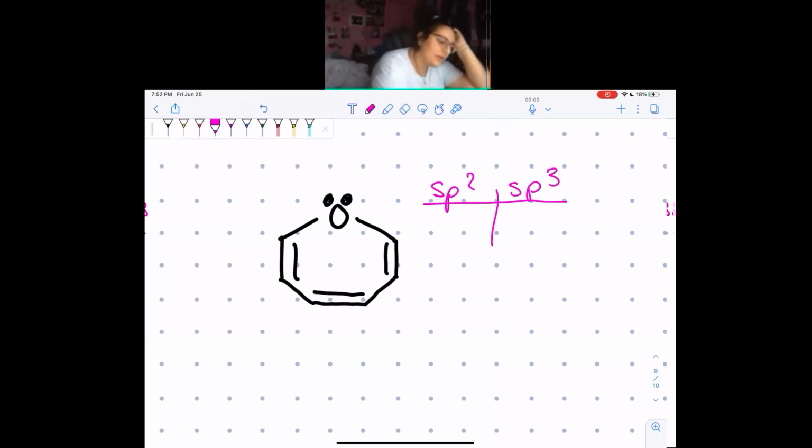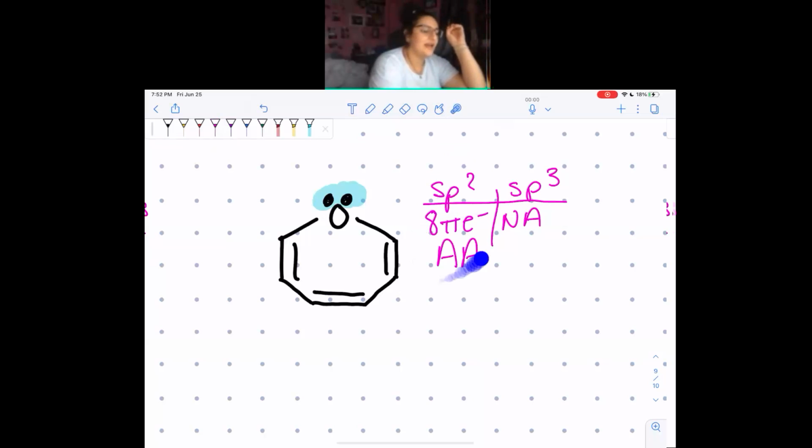If it's sp3, we know it's automatically non-aromatic because it breaks the conjugated rule. If it's sp2, we know we have to count those electrons, right? So it becomes 2, 4, 6, 8 pi electrons. 8 pi electrons is anti-aromatic. So now, when we have to choose between anti and non-aromatic, non-aromatic is going to win. So this oxygen will be sp3 hybridized, and the ring will be non-aromatic.